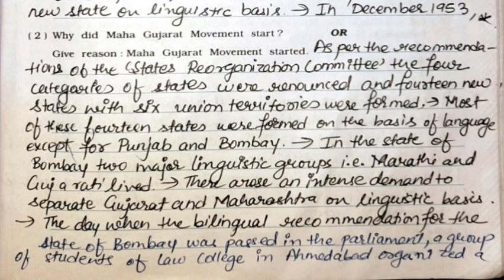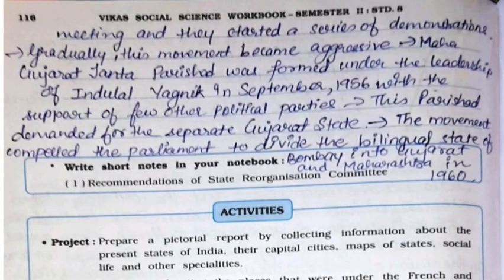The day when the bilingual recommendation for the state of Bombay was passed in the Parliament, a group of students of Law College in Ahmedabad organized a meeting and they started a series of demonstrations. Gradually, this movement became aggressive. Mahagujarat Janata Parishad was formed under the leadership of Indulal Yagnik in September 1956 with the support of few other political parties. This Parishad demanded for the separate Gujarat state. The movement compelled the Parliament to divide the bilingual state of Bombay into Gujarat and Maharashtra in 1960.